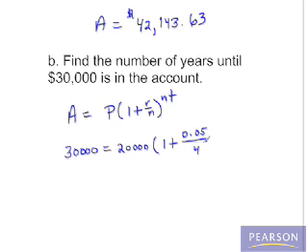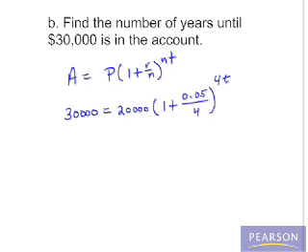Over n is 4. And we're going to be solving this equation for t, trying to figure out the number of years, or how long it will take for this to happen. So n is 4 and t stays t. So we're going to solve this equation for t. Let's start by dividing both sides by 20,000 and also taking the 0.05 and dividing it by 4.